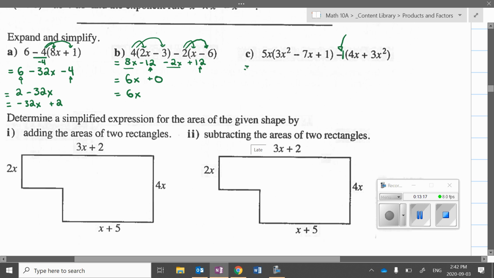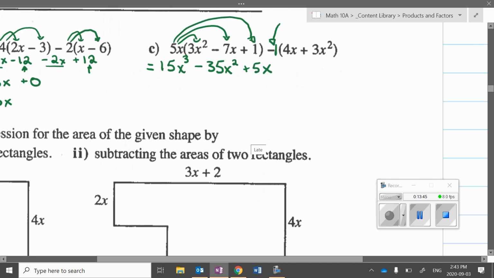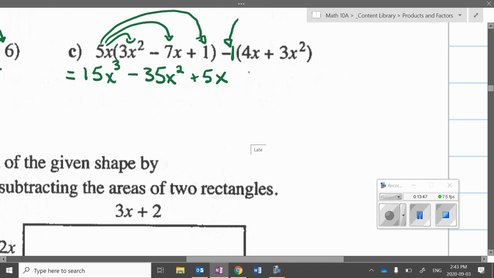So let's start at the beginning. 5x times 3x squared, I'm going to get 15x to the power of 3. 5x times 7x gives me a minus 35x squared. 5 times 1 just gives me plus 5x. Can I combine any of those? Like that I've written so far? No, good. And then this last part, I'm going to multiply in that negative, so then it's going to be minus 4x minus 3x squared.